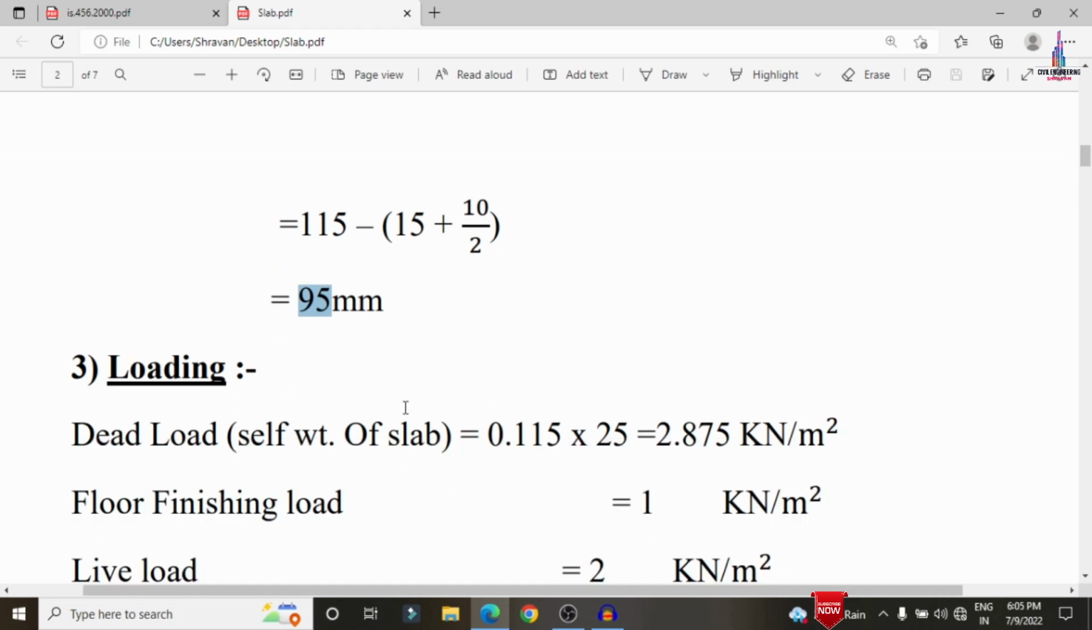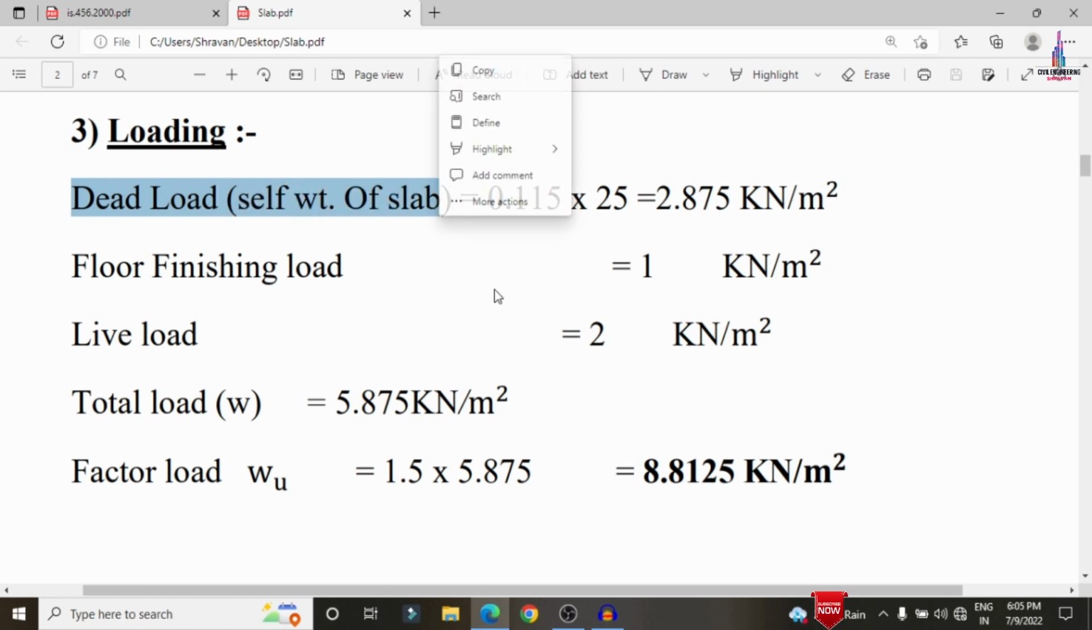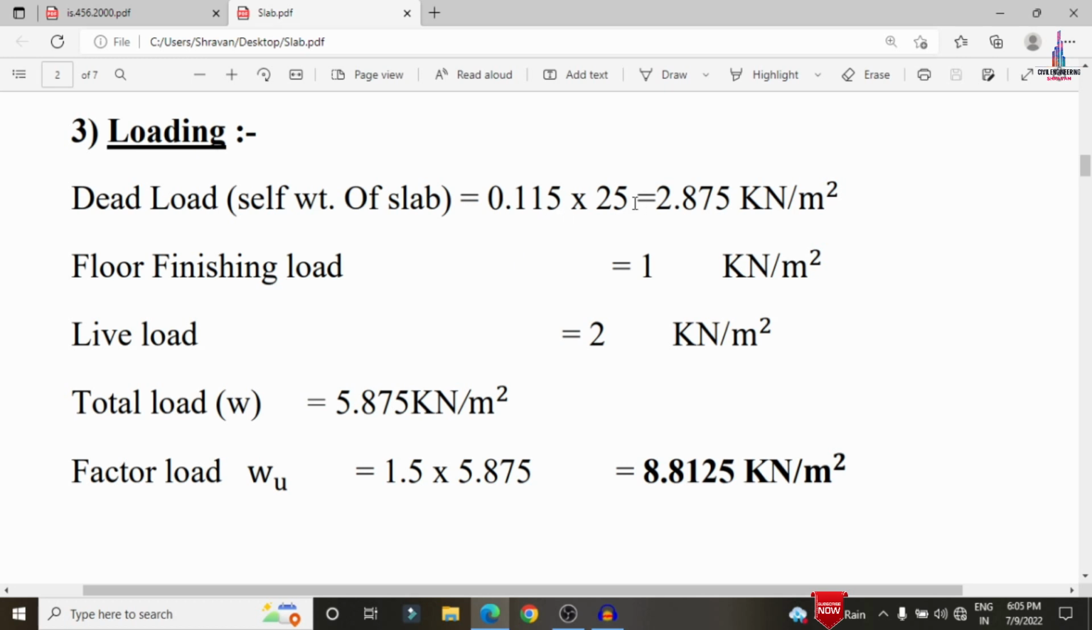The third step is to calculate the loads. Here I am taking the dead load of the slab, which is the self weight of the slab, approximately equal to 0.115 multiplied by 25. Here 0.115 is the thickness of the slab we assumed, and 25 is the unit weight of RCC concrete that we consider. If you multiply these values, we get approximately 2.875 kilonewton per meter square. The second step is to assume the value of the floor finishing load, which comes under the marble and sand tiles laid on the slab.